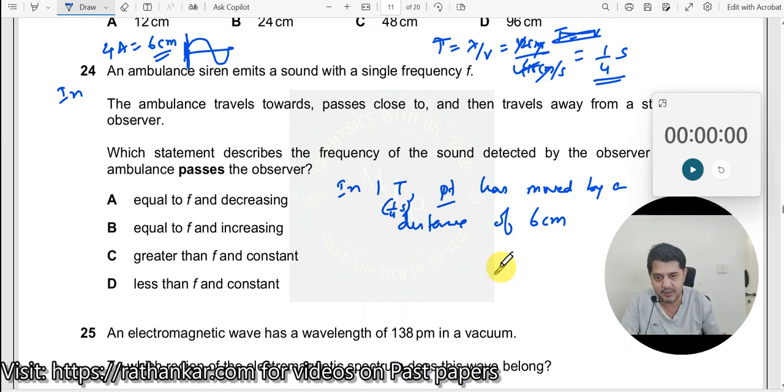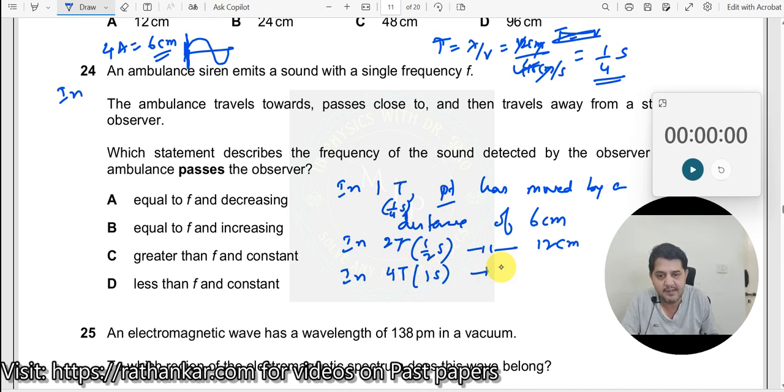Let me write it down here. In one time period, it has traveled 6 centimeters. In 2 time periods, which means in half a second, it would have moved by a distance of 12 centimeter. Let us say, for example, 4 time periods. 4 time periods means you double this one, in 1 second. In 1 second, the distance traveled would be 24 centimeter, because 2 time periods is 12 centimeter, 4 time periods is 24 centimeter.